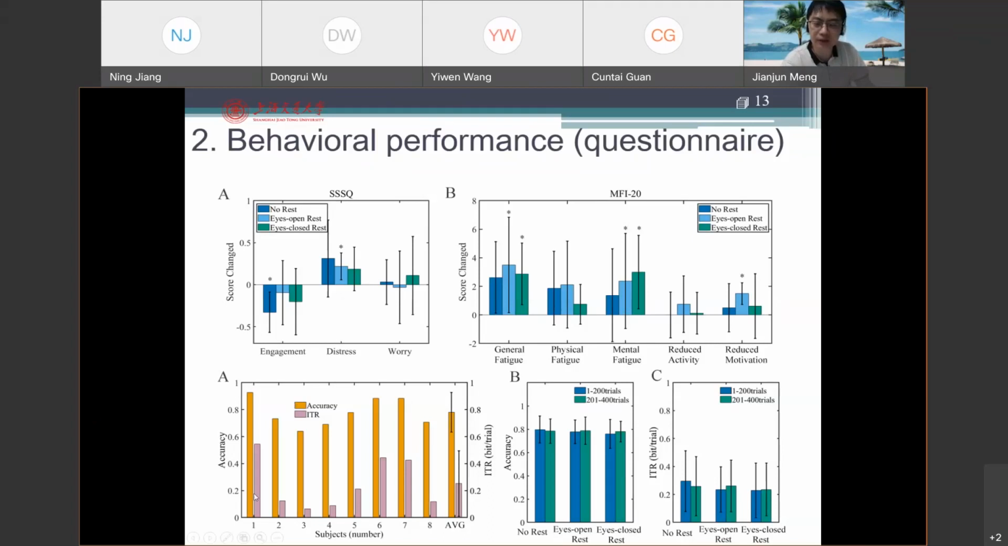The lower left panel shows the average BCI performance of all subjects across the three sessions. And in subfigure B, we can see the percent valid correct, the PVC accuracy, and the ITR of each session prior to and post the resting period. We didn't find any significant change.